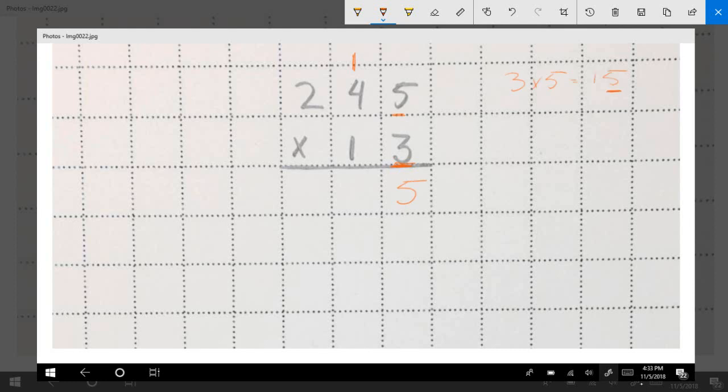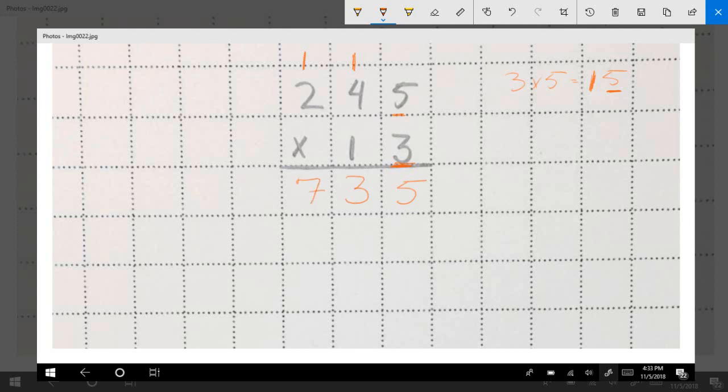That 5 goes down in the ones place, but this 1, right, that represents a 10, we're going to add that up to the 10. So 3 times 4 is 12, plus 1 is 13. So 1, 3. Then 3 times 2 is 6, plus 1 is 7, based on the same concept of regrouping, okay?